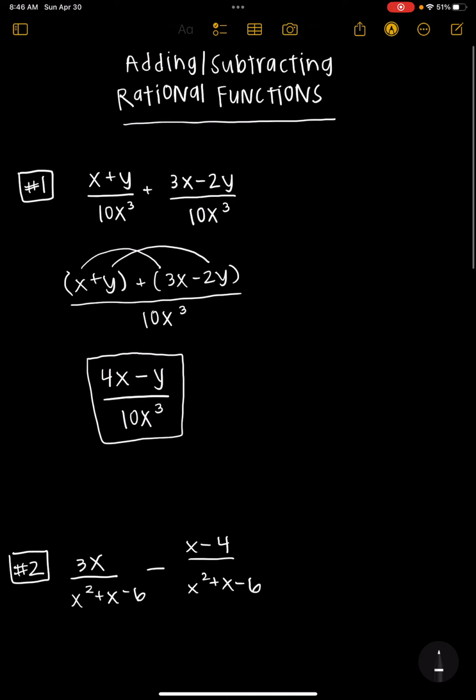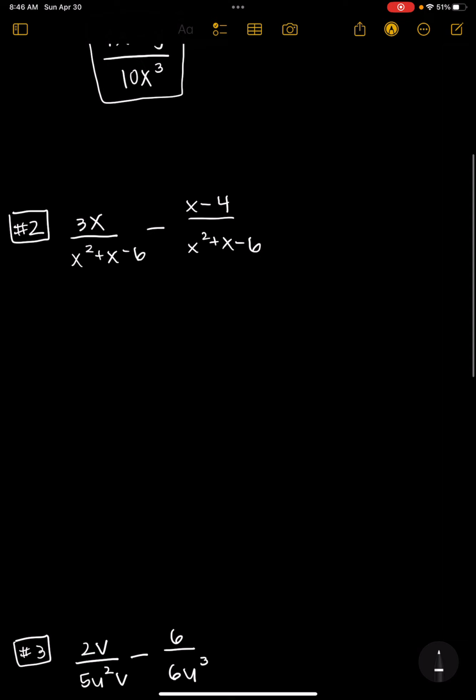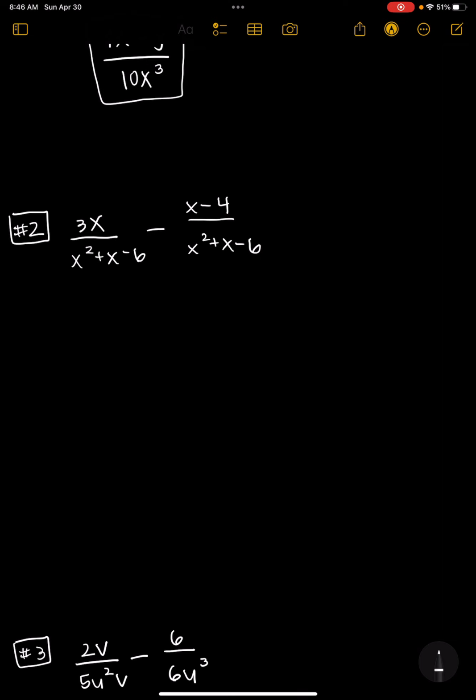Okay, so now let's look at another one. On this one, we have 3x over x squared plus x minus 6 minus (4 minus x) over x squared plus x minus 6. Once again, we have those common denominators, but notice that these are a quadratic trinomial, the ones that we can use the box method with. So before I start anything, I'm going to factor the bottom first, just in case something simplifies out before I actually add or subtract.